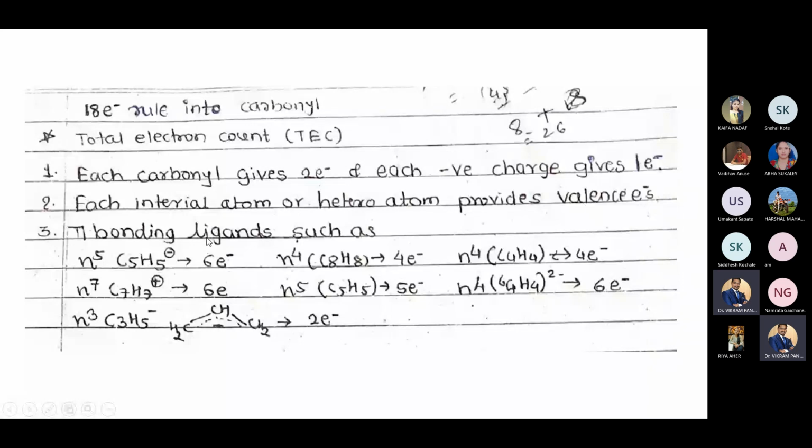And pi bonding ligands. Some of the ligands which are joined through double bonds give electrons, which are shown by this symbol eta. This is known as eta 5, C5H5 minus. Now, this eta 4 without any charge will give 4 electrons. But here, eta 5 with negative charge will give 6 electrons, because this will give 5 plus 1, so 6 electrons. So this type of question they are now asking.